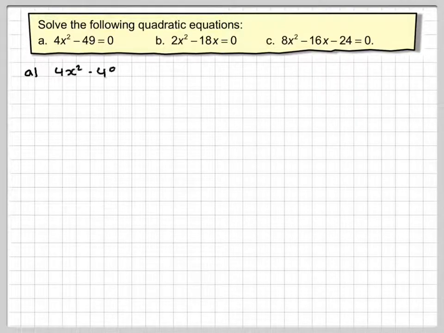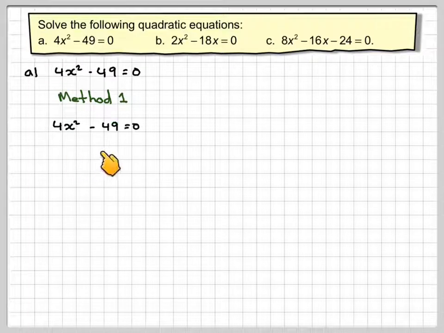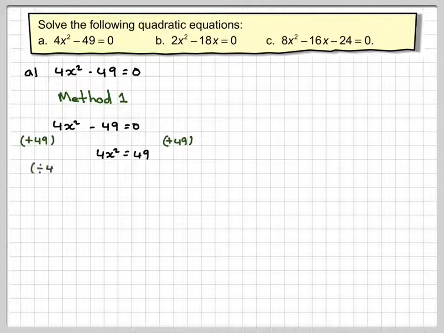So taking the first one, 4x squared minus 49 is equal to 0. The two methods. First method: 4x squared minus 49 is equal to 0. And then we add 49 to both sides. So we add 49 to this side, we get 4x squared. We add 49 to 0, we get 49. And then we're going to divide both sides by 4. That'll give me x squared is equal to 49 over 4.